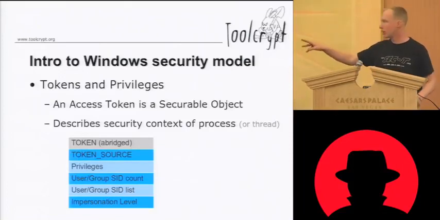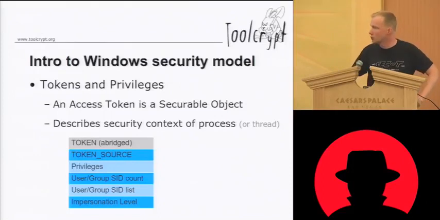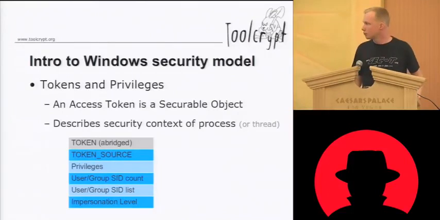There are loads of fields in there. I tried to list some of the relevant ones. One is a list of privileges, and we'll get into what privileges are in a bit. And there's a list of users and groups. So if I'm logged in as a standard user, that list would contain my unique user identity in the form of a SID, and it would probably contain the SID of the standard users group or the domain users group or something like that. And there's also information about what's called an impersonation level.